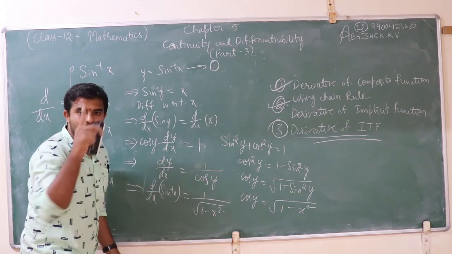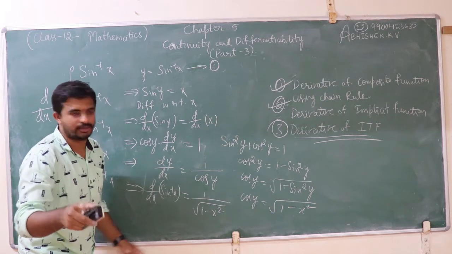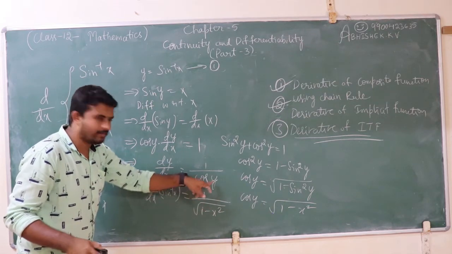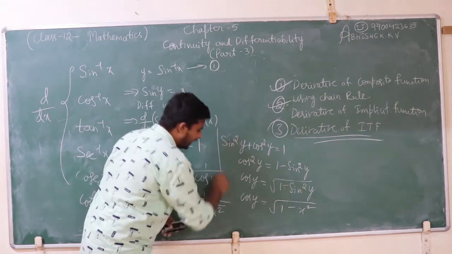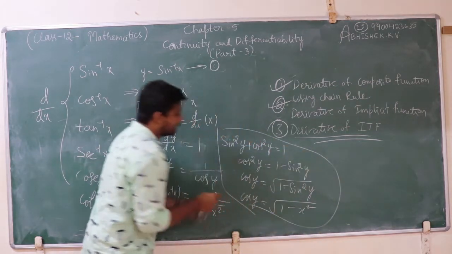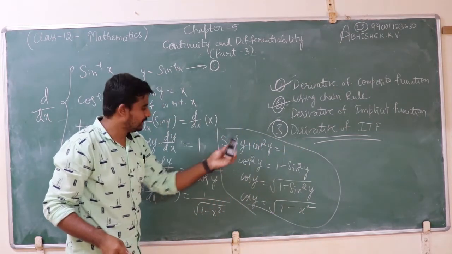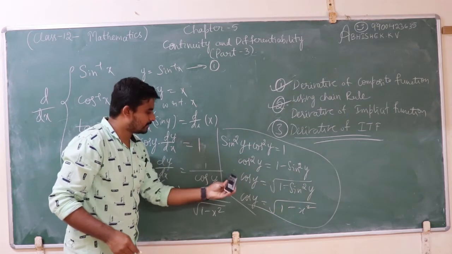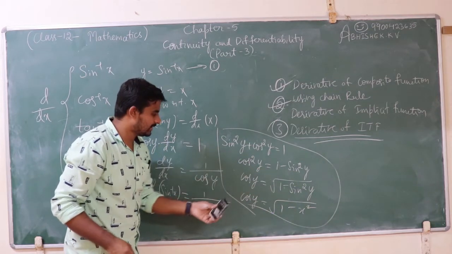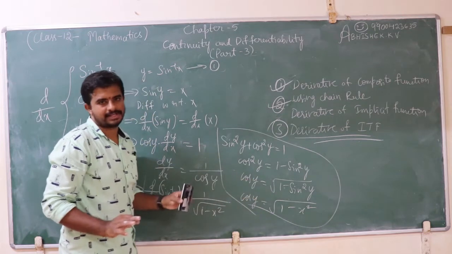The resultant should be in variable x only. Here we have y, so convert this by using the first identity of trigonometry. Sin square y plus cos square y is equal to 1. Cos square y is equal to 1 minus sin square y. Cos y is equal to square root of 1 minus sin square y.